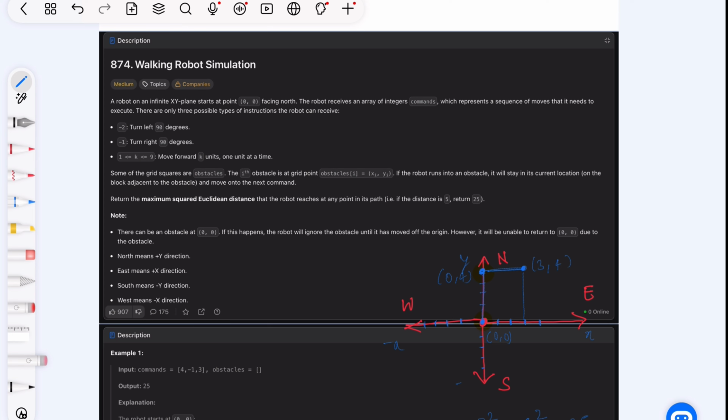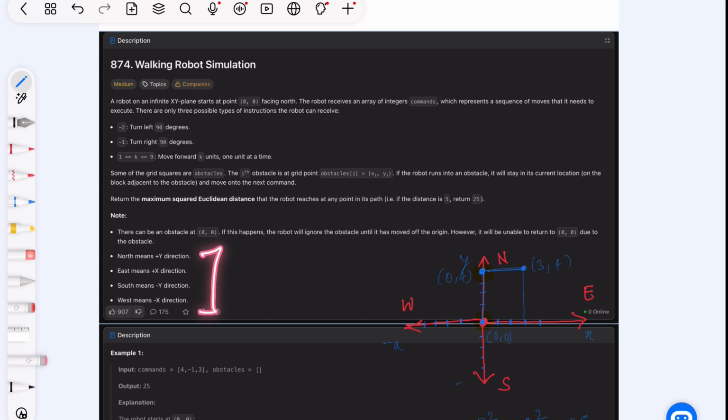Now it is saying that at some grid squares we are given obstacles, and the ith obstacle is at the point xi, yi. If the robot runs into an obstacle, it stays in its current location, or you can say it will pause there, it will not move from there, and we move on to the next given command. You have to return the maximum squared Euclidean distance that the robot reaches at any point on its path. So let's suppose if the distance is 5, the distance becomes 25, like that we have to compute.